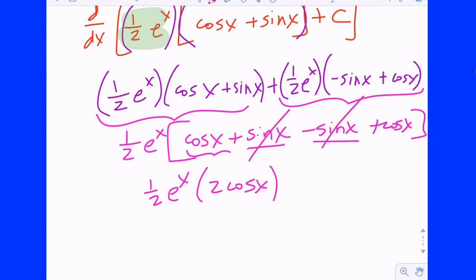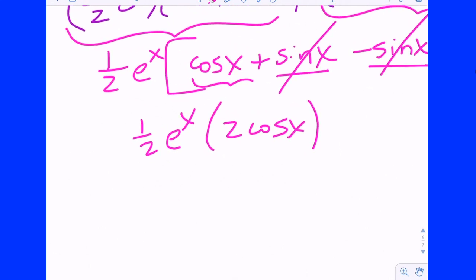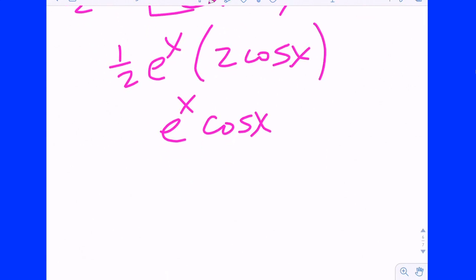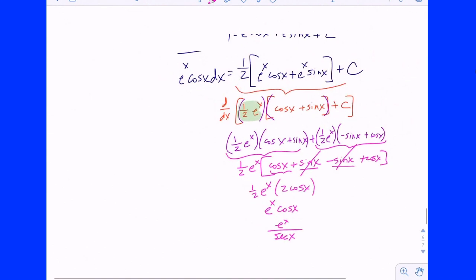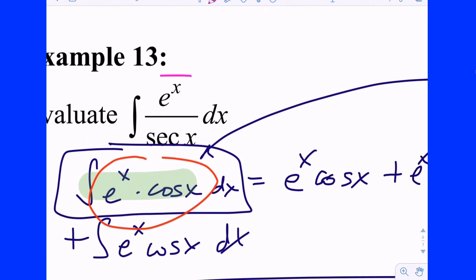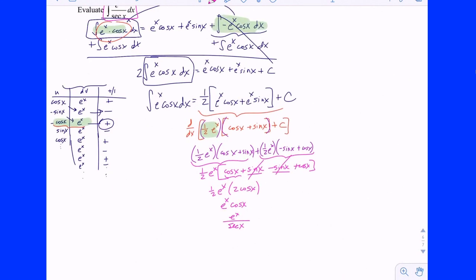And round third heading home, right? What's happening now? 1/2 and 2 divide out, giving e to the x cosine of x. And just to put it in the original format, multiplying by cosine is the same as dividing by what? Secant. And is that what we started with way back over here? Yes, it is. Nice. So it works.